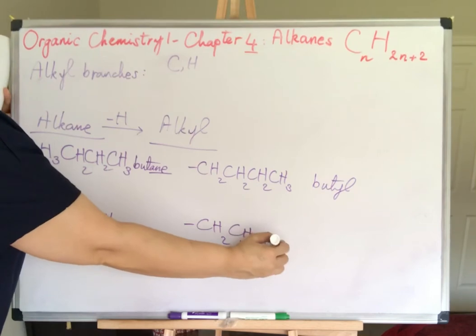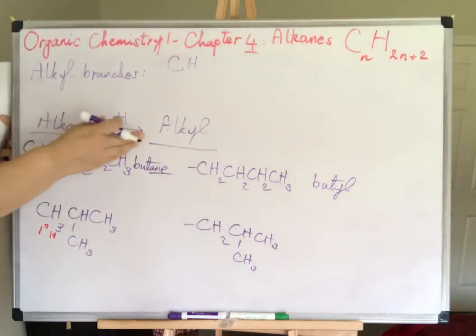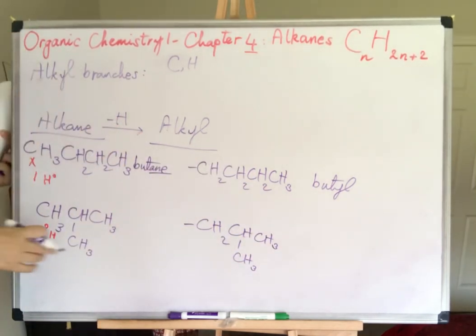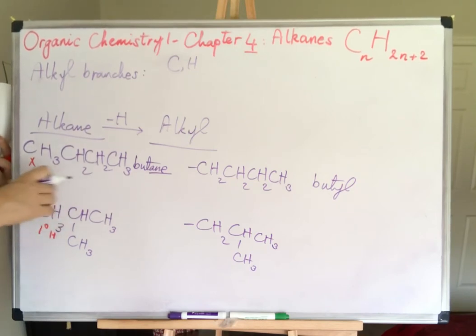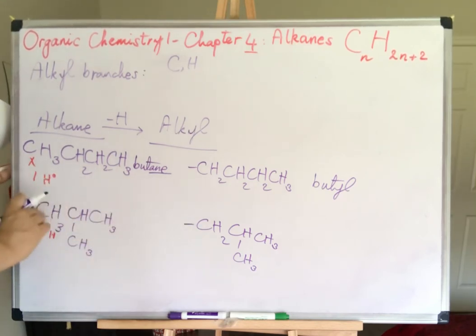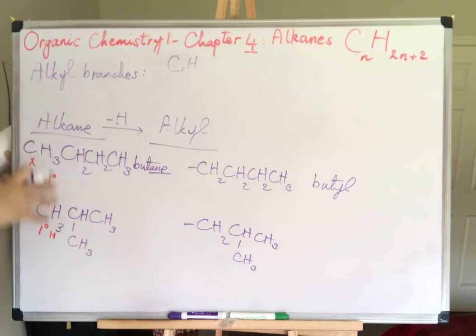So you see I changed the normal butane, the long chain butane, to 2-methylpropane, to a constitutional isomer. I will start naming them in a minute. So I still remove a primary hydrogen. So I'm still working on the primary hydrogens.